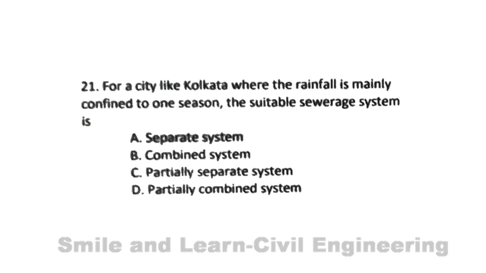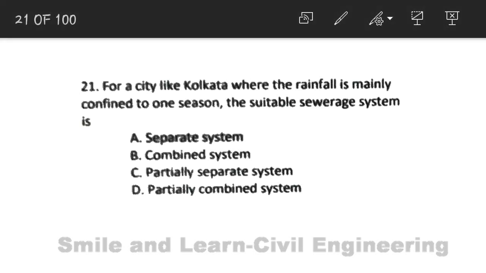For a city like Kolkata, where rainfall is mainly confined to one season, suitable sewerage system. So in a city where rainfall is for one season, correct answer is separate system, because passing of water is required for a single season only, and that can be coped with easily. So correct answer is option A, separate system. Combined system is where rainfall is much more.